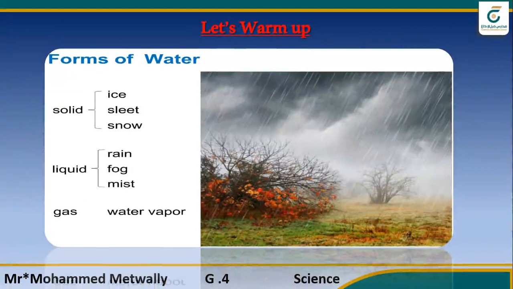The forms of water are solid, liquid, gas. The solid water is represented as ice, sleet, snow. Liquid water is in the form of rain, fog, mist. Gas is water vapor, like we said.